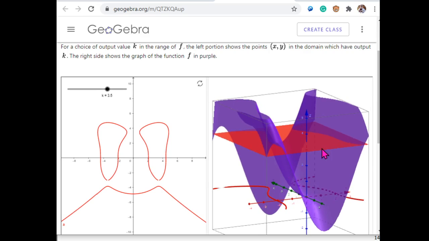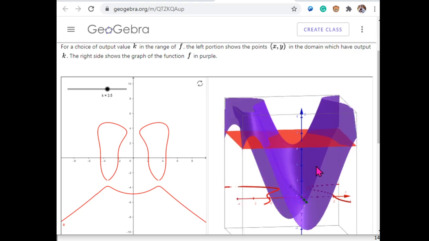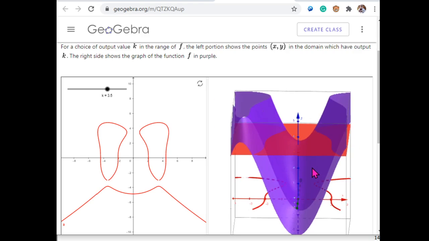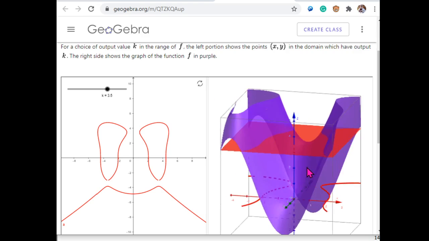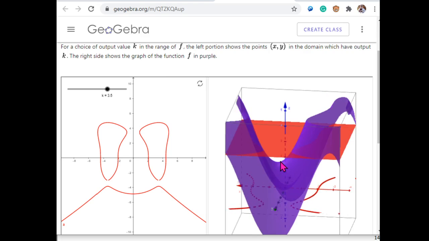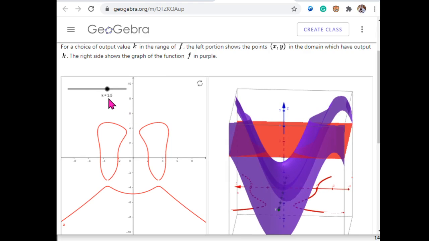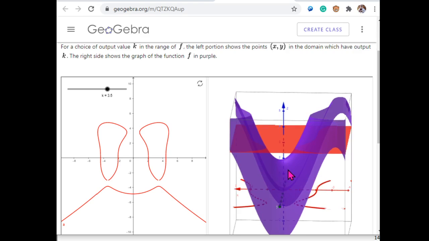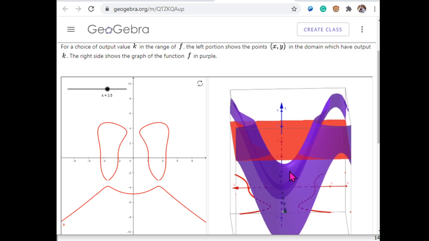So the z coordinate is letting you know the output, right? In the past, it was the y coordinate in y equals f of x. That would be the output. But here, x and y together are input, and then z is output. And so for the z of 3.5, that's what k equals here on the slider. So what we're trying to show is in this purple graph, which points have z coordinate 3.5.